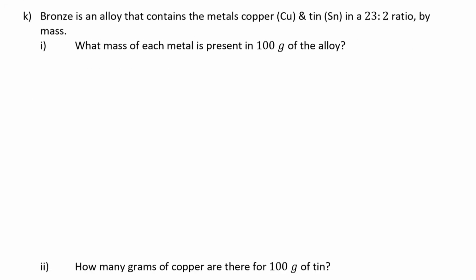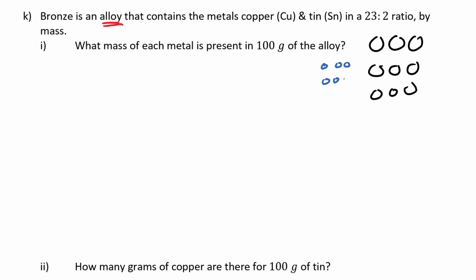Let's bring this round to chemistry. Let's talk about what an alloy is. An alloy is a mixture of 2 metals. Oftentimes an alloy is stronger than the original 2 metals together. Why? Well, maybe we have copper atoms and they are spread out like this, and we have tin atoms and they're spread out like this. When we mix them together, it fills in the gaps and makes it stronger. This is an alloy. An alloy is a mixture of metals.